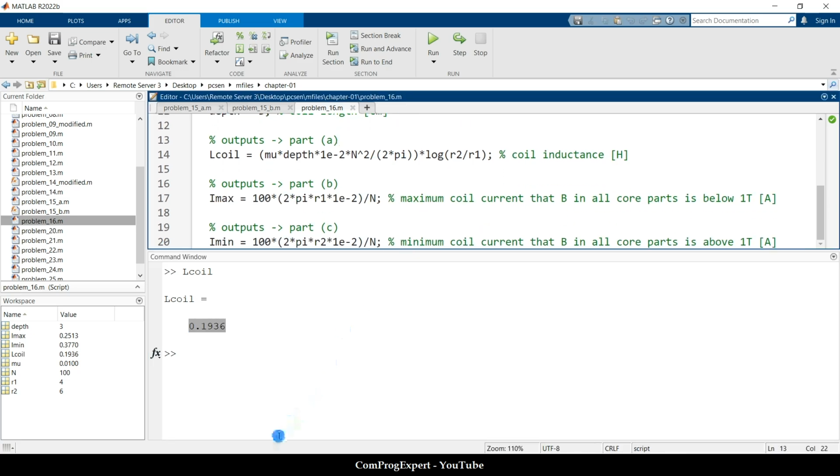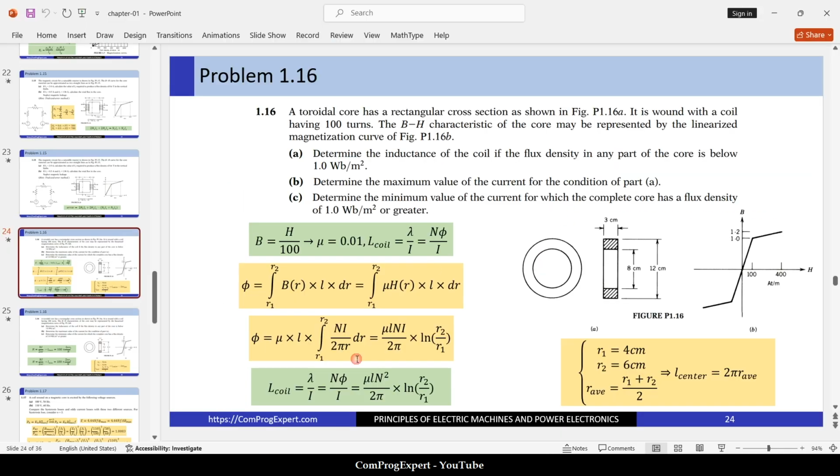So let's go for the next part, part B. Determine the maximum value of the current for the condition of part A. What is the condition of part A? We need to keep the level of the flux density for all parts of the core below 1 Tesla. So how much is the maximum value of the coil current for which this condition is true? How can we find that?